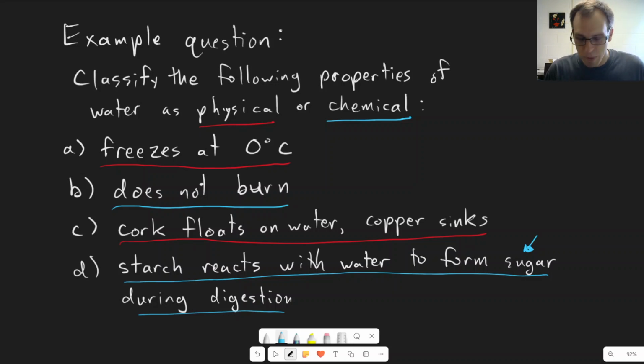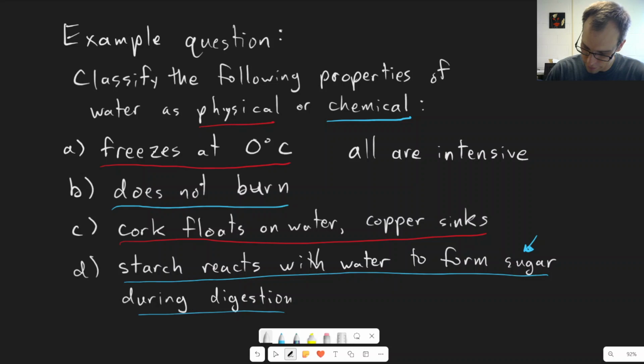We can also think about whether these are intensive or extensive properties. Some of them don't really make any sense to think about that way, but in fact, all of these are intensive properties, if we're thinking about that, because all of these properties of water do not depend on how much water you have. And in general, chemical properties will pretty much always be intensive properties.